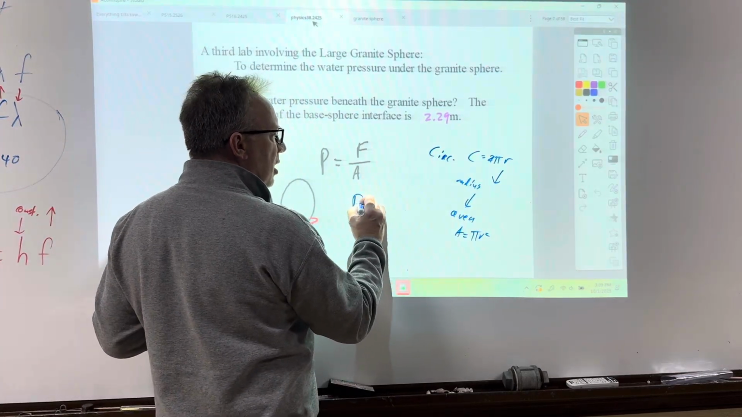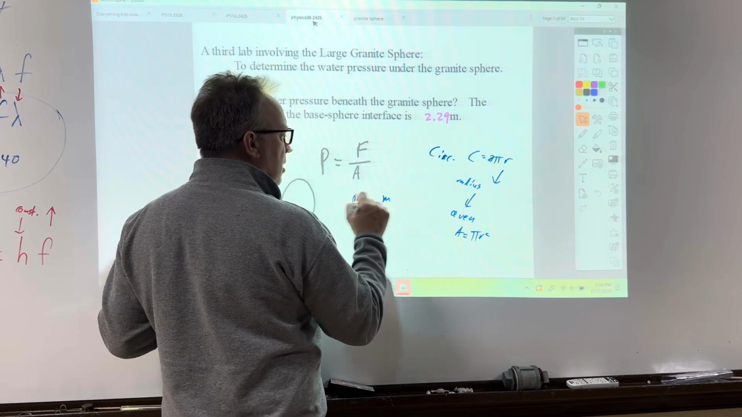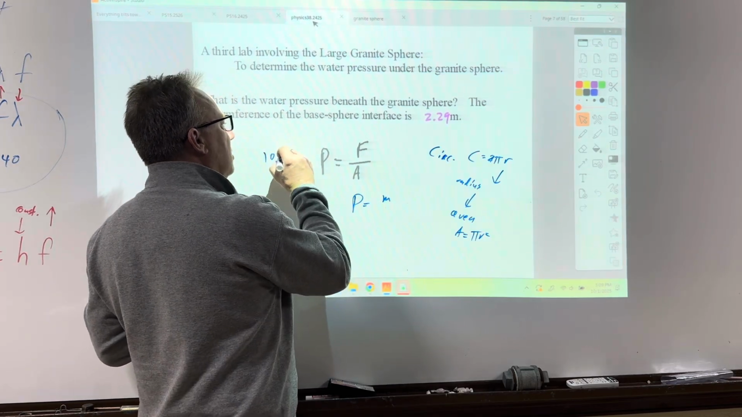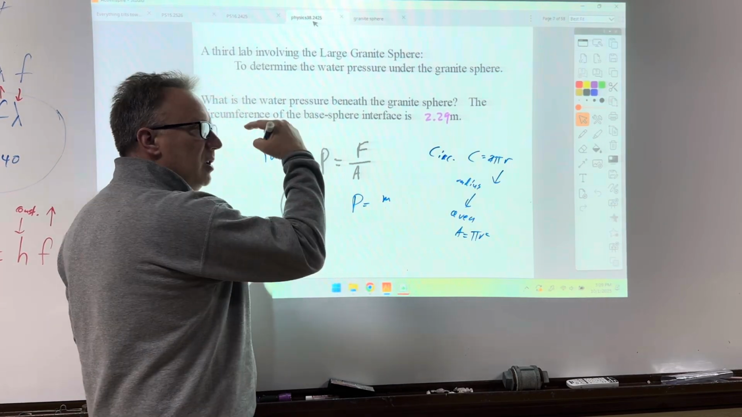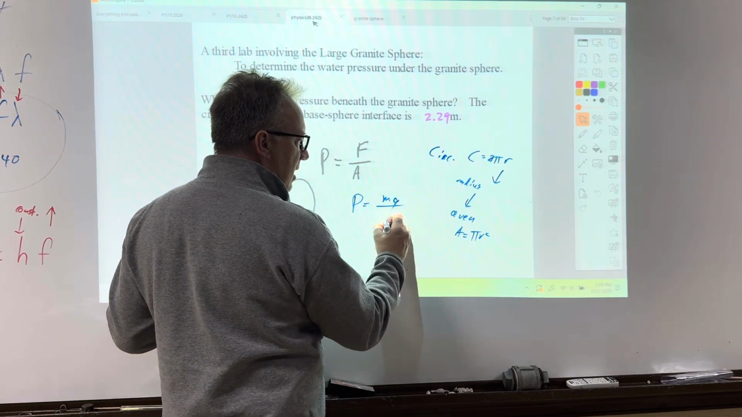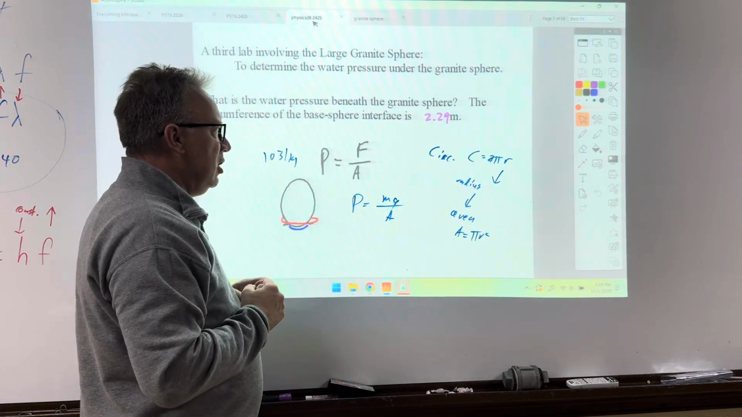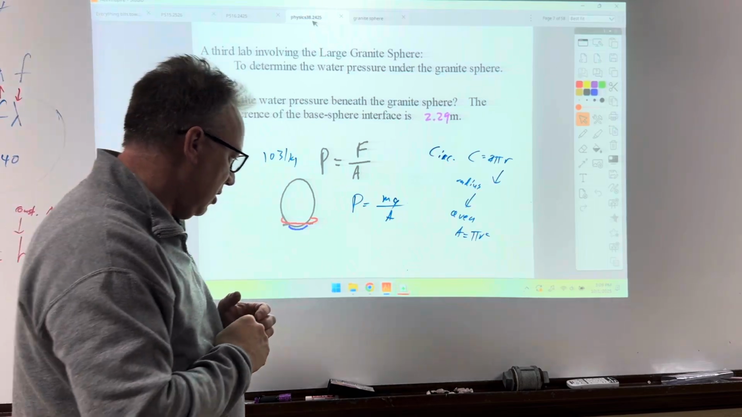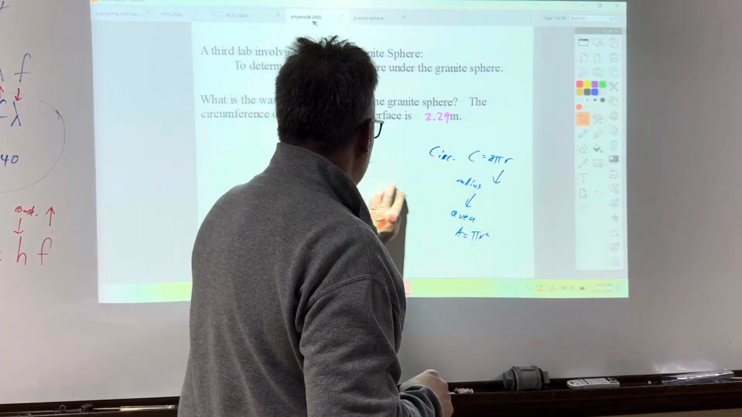So then the pressure under there is the mass of this thing, which I think is 1,031 kilograms from that previous video, times gravity, divided by that area. And your kids can figure that out. That'd be the pressure. Now what about the density?